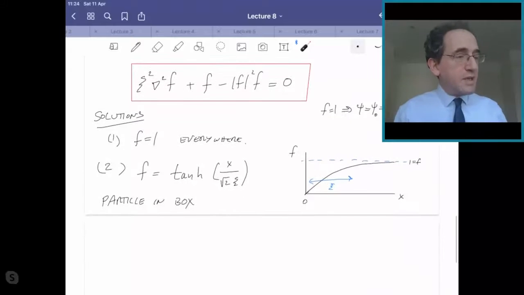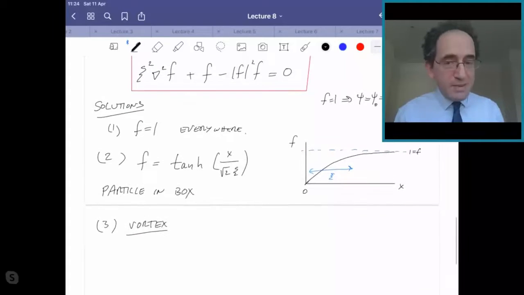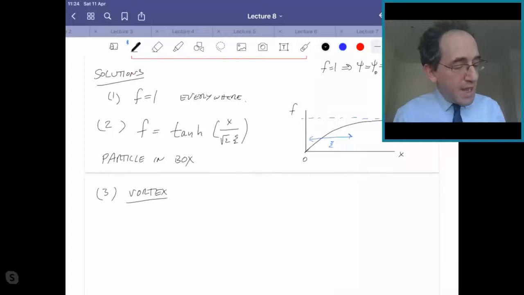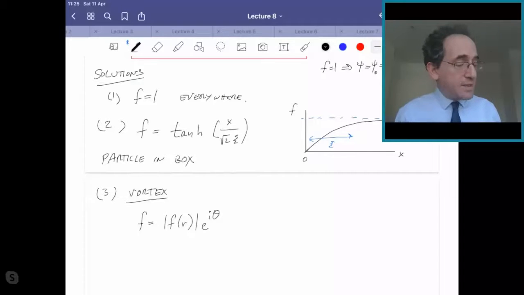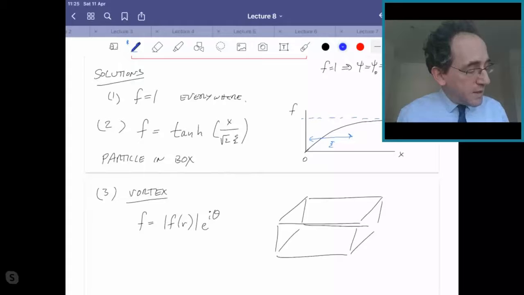A third solution that we're sort of interested in is the vortex solution, the vortex structure. Vortex, unfortunately, is not fully analytically solvable, but we'll be able to say some things about it. So let's write f equals absolute f of r times e to the I theta. Okay, so that the phase wraps around some central point. So we're imagining here that we have our fluid in 3 dimensions, and there's some central line, and the phase wraps by 2 pi as you go around that central line.